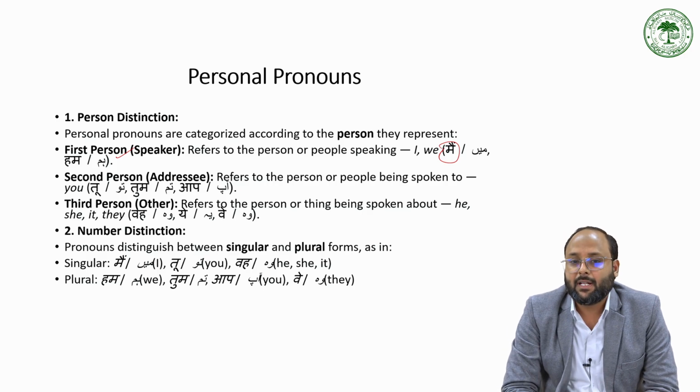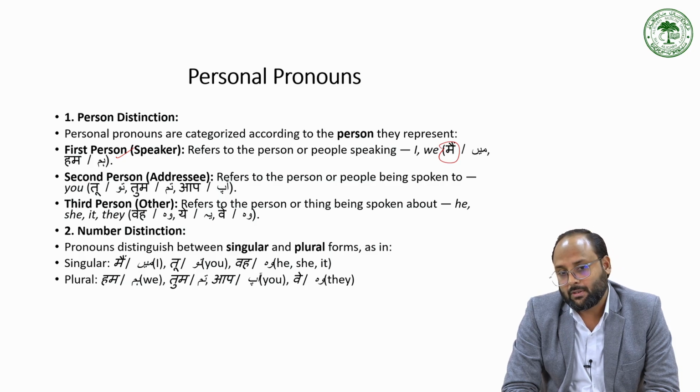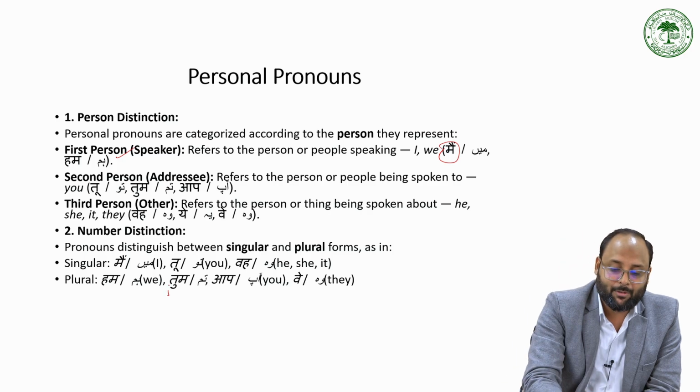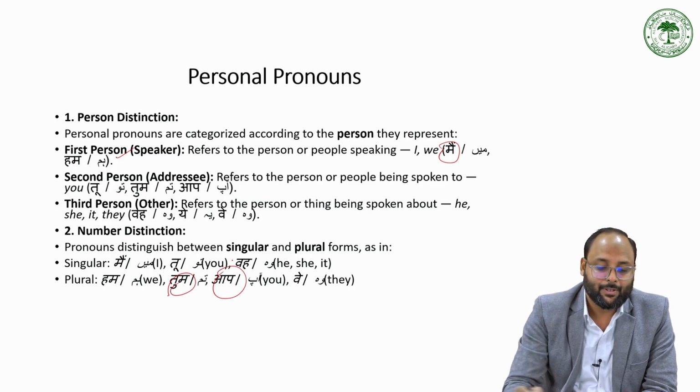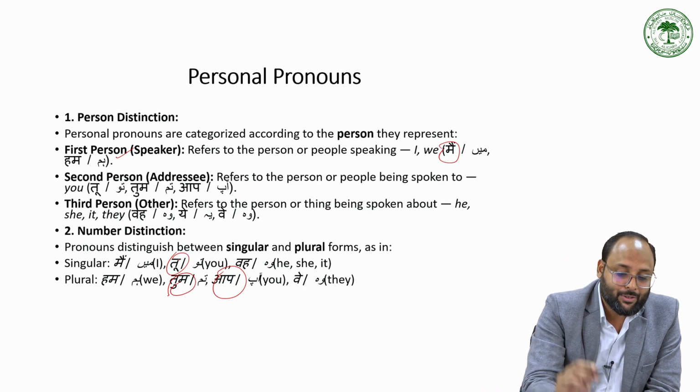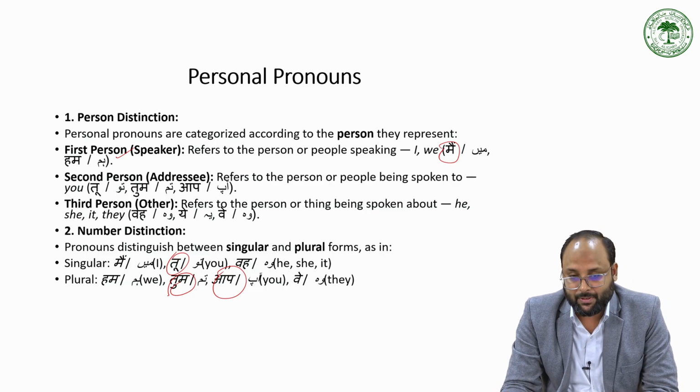The third person refers to the person or things being spoken about. It is like wo, ye and we. Wo is singular, ye is plural and we is plural. In number, we have two types, singular and plural. So मैं changes into hum, tu changes into tum, wo changes into we, and tu changes into tum and आप. These are the two plural markers for tu. Sometimes we also use आप and tum for singular, for some honorific purpose.